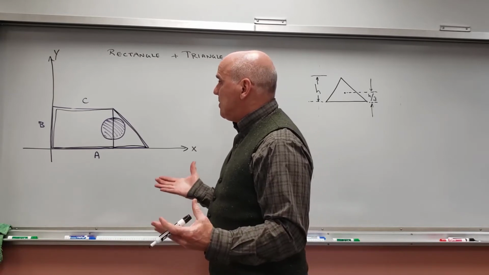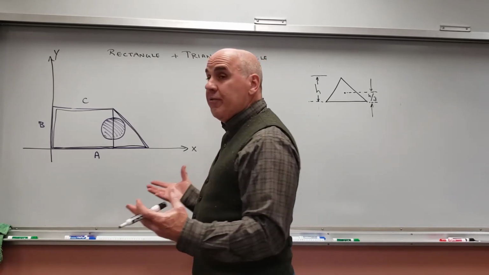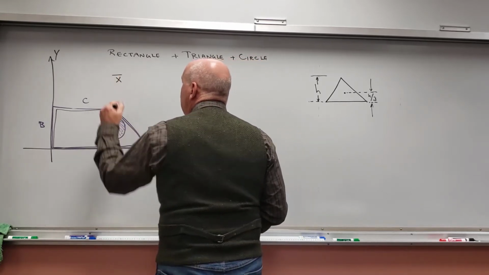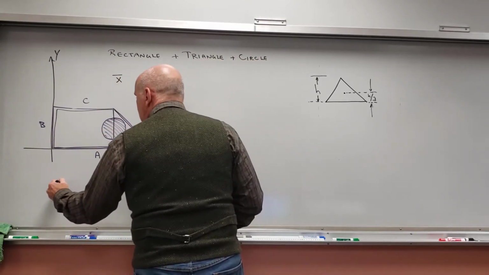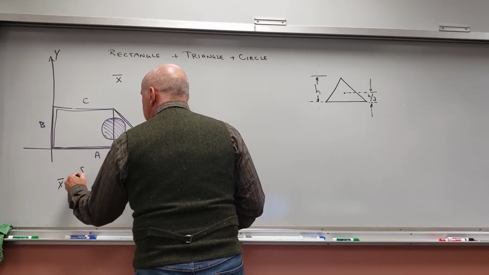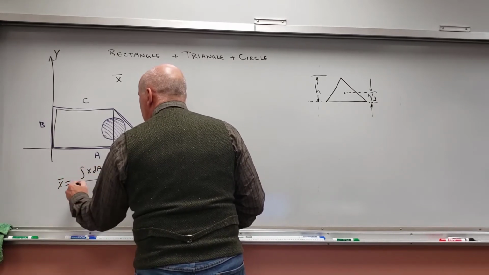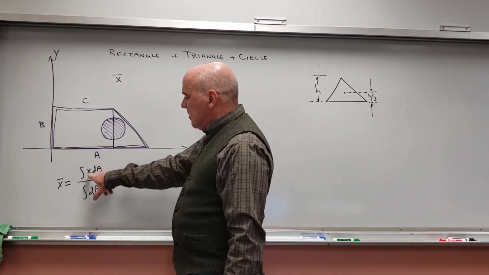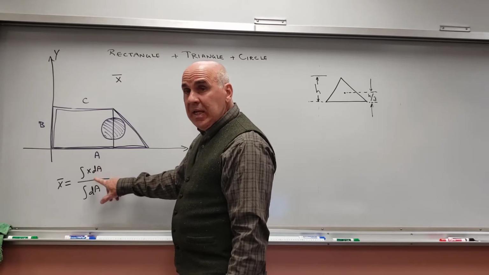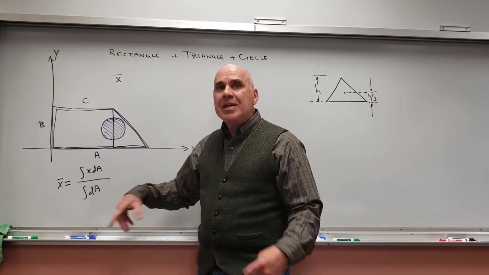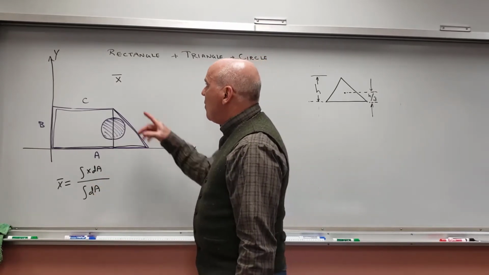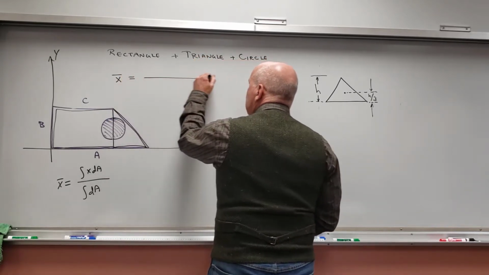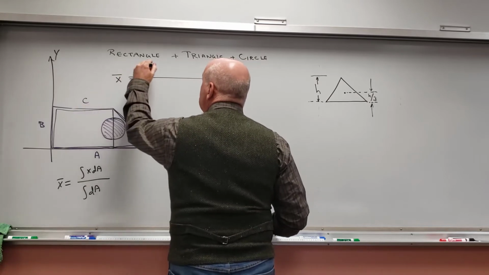Now, the x position is going to be really easy for all of them. For the x position, x bar, let me step back. Remember, x bar is equal to the integral of x dA over the integral of dA. So this is x times the area, and then the denominator is just the area. That's what I'm going to take advantage of. So x for the rectangle is c over 2.